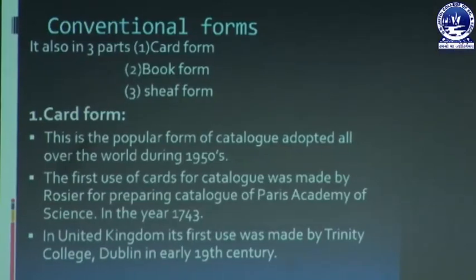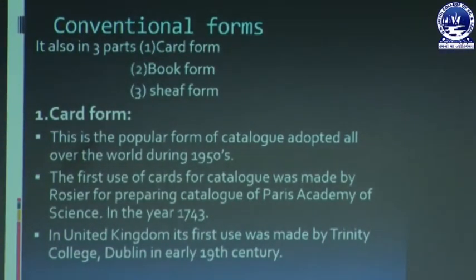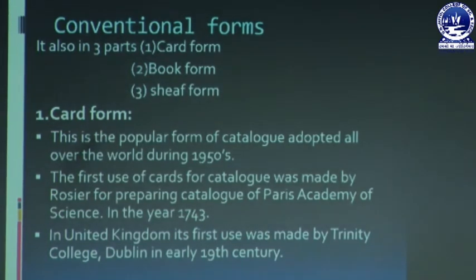The conventional form of the library catalog is also divided into three parts. Carefully listen: the library catalog is divided into two types, one is the outer form and the next one is the inner form. The outer form is further divided into two types, conventional form and non-conventional form. Further, the conventional form of the library catalog is divided into three parts: card form, book form and sheaf form. First one is the card form.